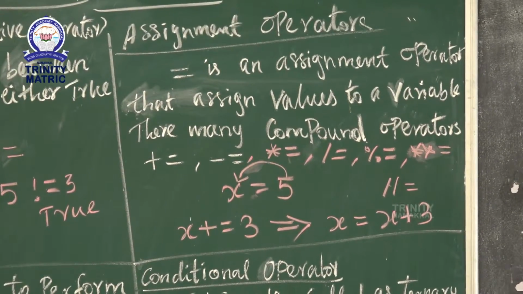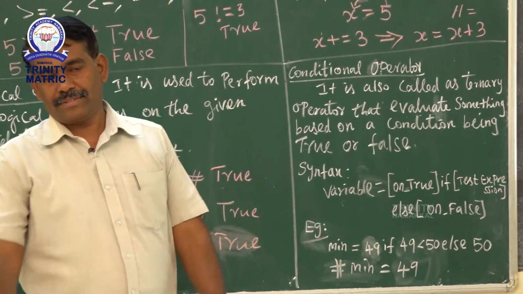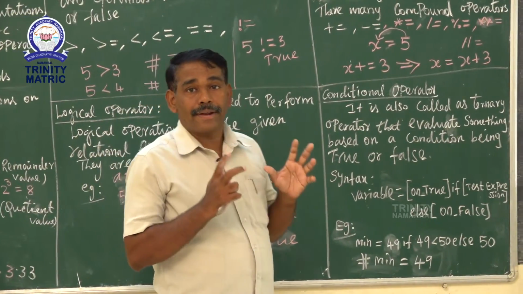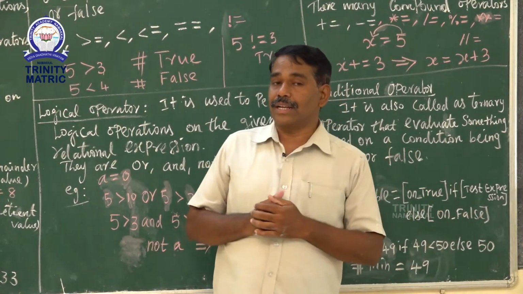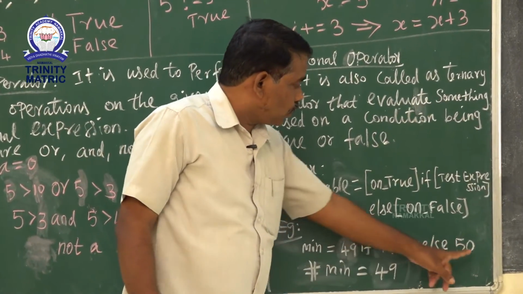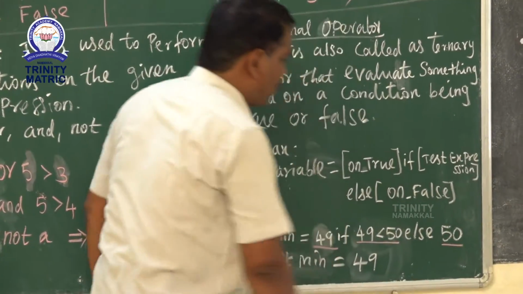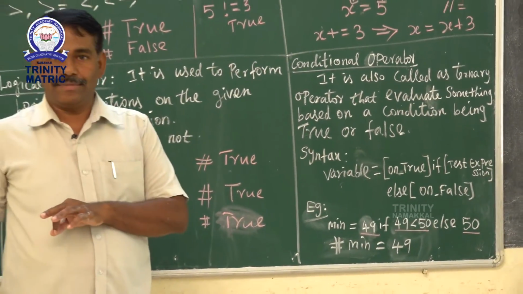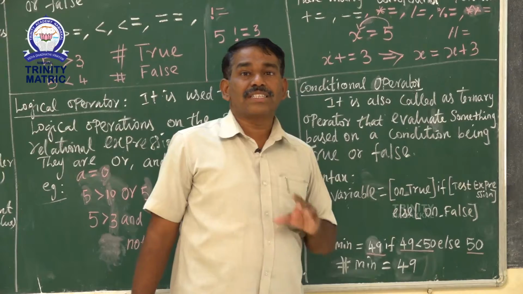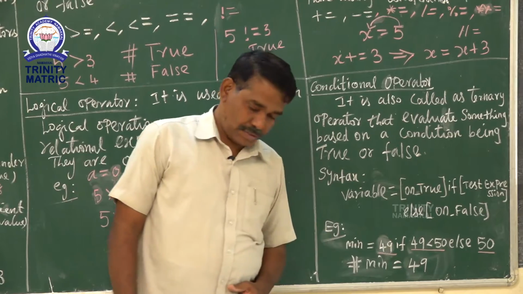And the last one is the conditional operator. This conditional operator is also known as the ternary operator. What is the operator? Ternary operator. Because generally three operands are used in this condition: this is one operand, another operand, and another operand. So it is generally known as the ternary operator, which evaluates something based on the condition being true or false.